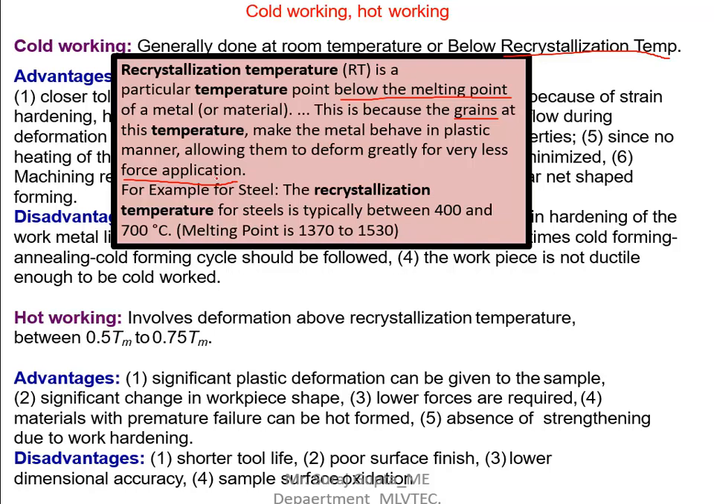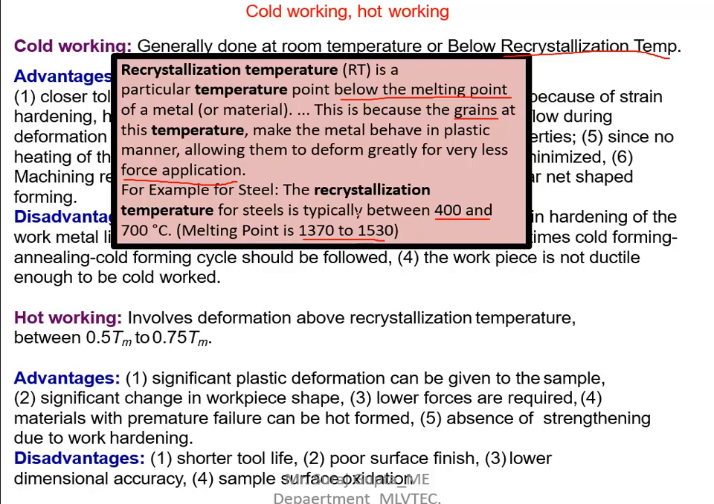So I have given the example of steel: the recrystallization temperature for steel is typically between 400 and 700 degrees centigrade. Why is there a range? Because there are different types of steel, so there must be different melting points. Melting point is the measure of recrystallization temperature. So if the melting point is different, the recrystallization temperature will also be different.